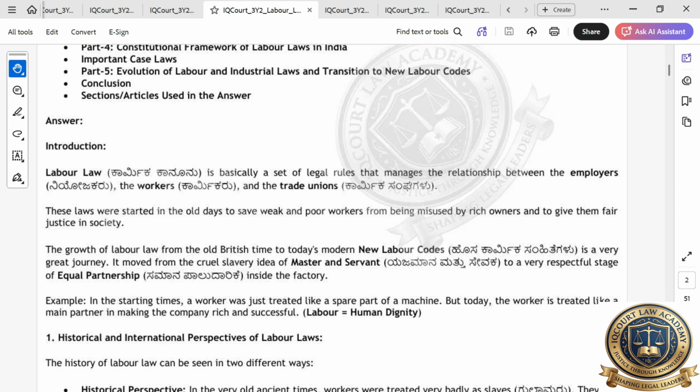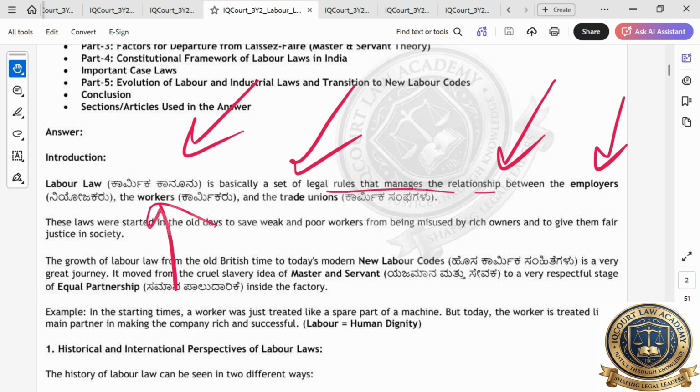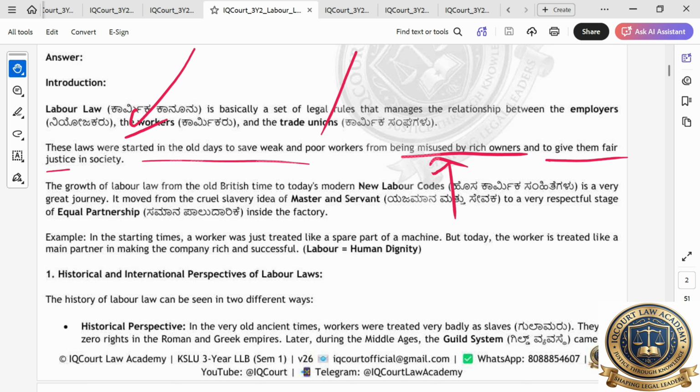It starts with the introduction. You can see the way we explain: labor law is basically a set of legal rules that manages the relationship between the employers, workers, and trade unions. This is the introduction we are starting with. These laws were started in the old days to save weak, poor workers from being misused by rich employers, to give them fair justice in society. The growth of labor law from old British time to today's modern new labor codes is simplified.